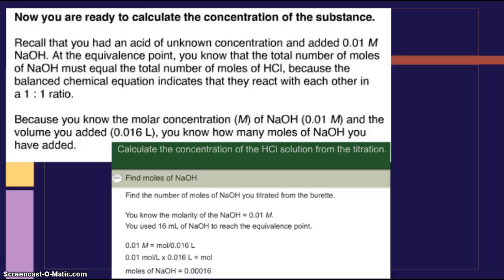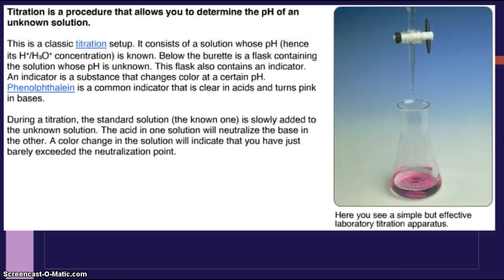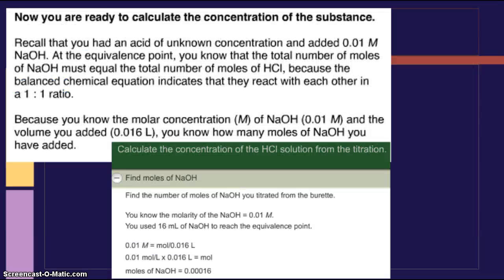Now you're ready to calculate the concentration of the substance. So we did the lab where we changed the color and counted how many drops. Well, you can actually find the unknown molarity. So recall that you had an acid of unknown concentration and added 0.01 molar, or moles per liter, of sodium hydroxide. How do we know that this is a base? Oh, it ends in the OH, so it's a base.